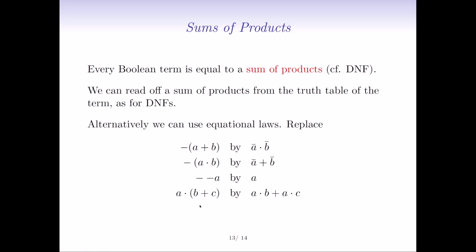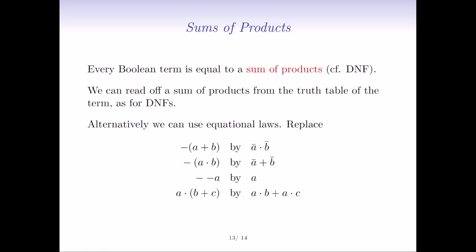And finally, if you have a dot outside of a plus, which is not allowed in a sum of products because a sum of products has to be a sum on the outside and the sum has to be a sum of products, so whenever we have a dot (b plus c), then we can also get a dot b plus a dot c. That's just by the distribution law.